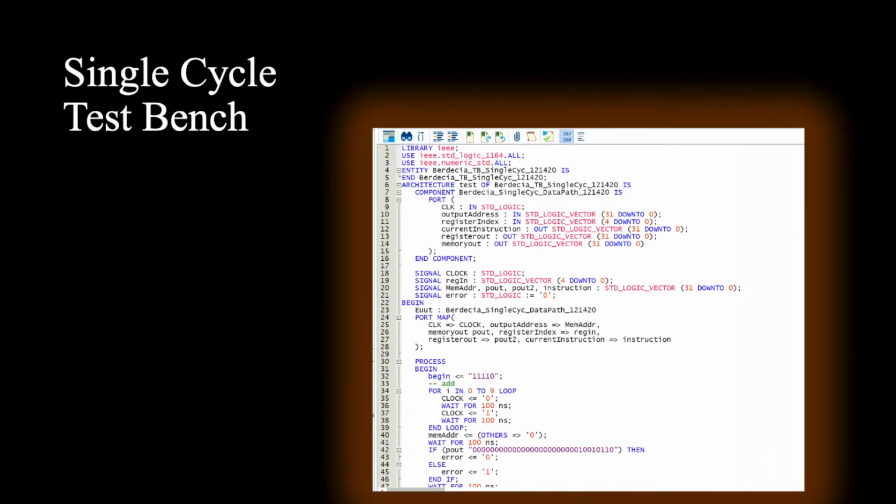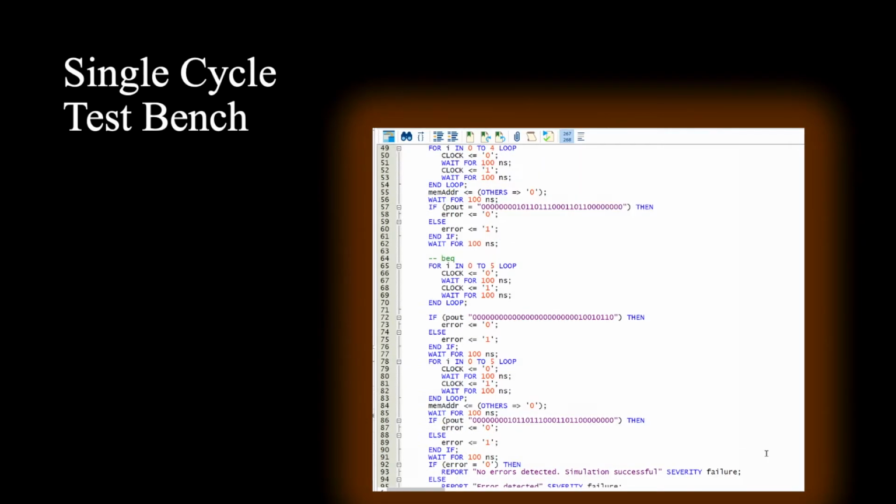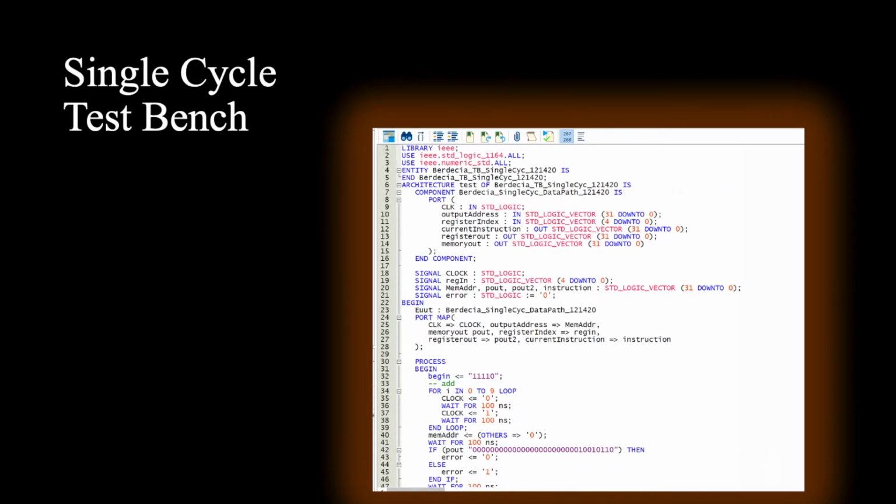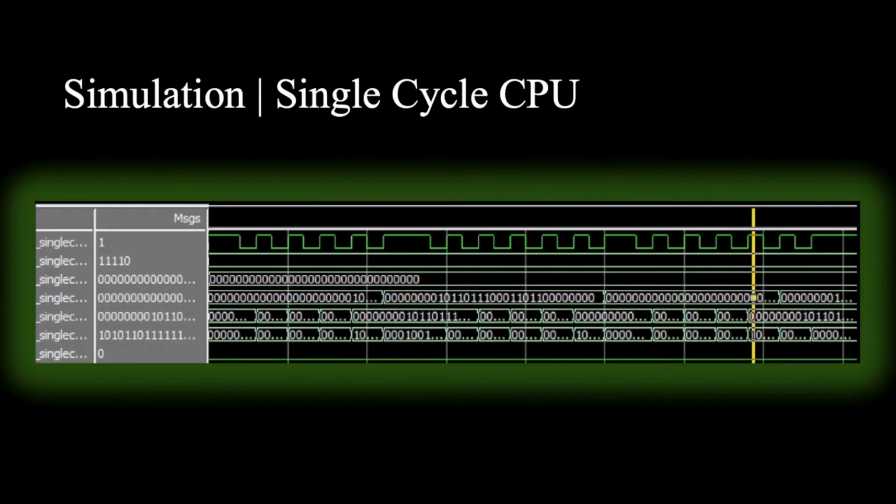The test bench I created includes machine instructions to read 6 numbers from data memory and compute their sum to store the result in memory. It also includes a multiplication and branch equal instruction. Here's the simulation of the single cycle CPU.